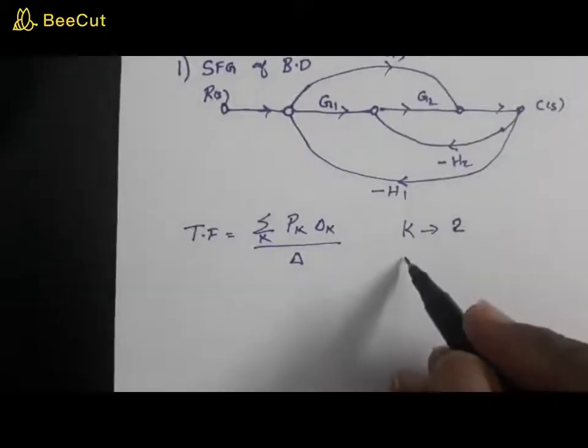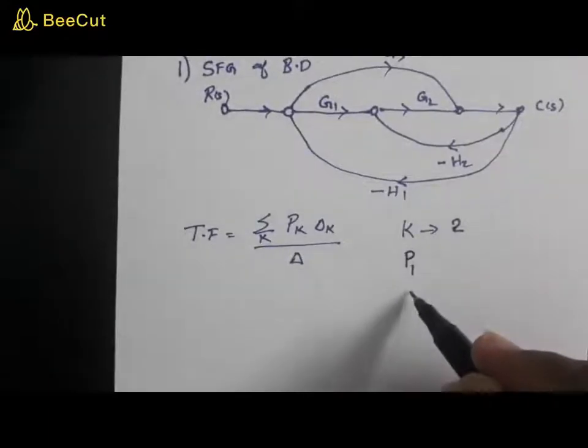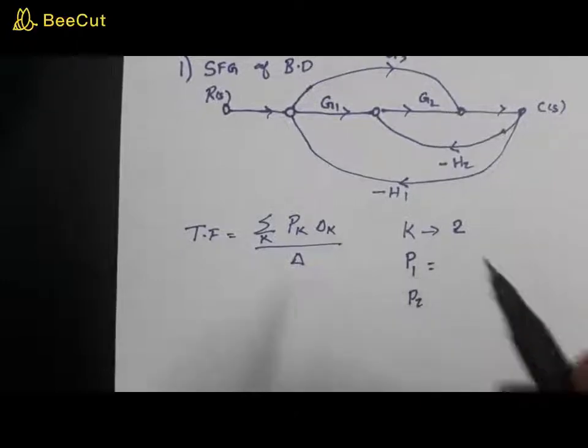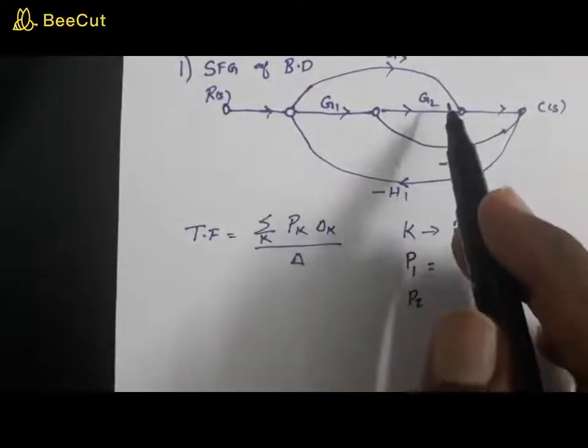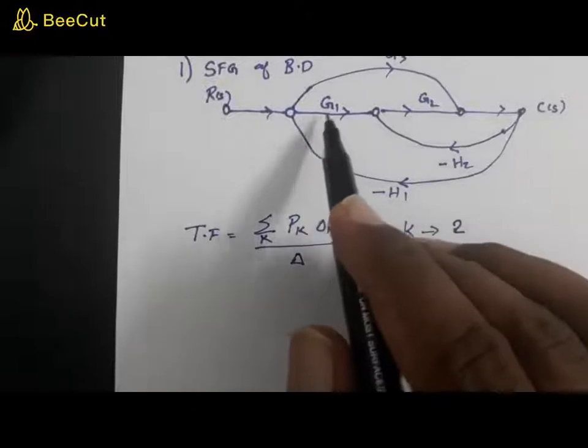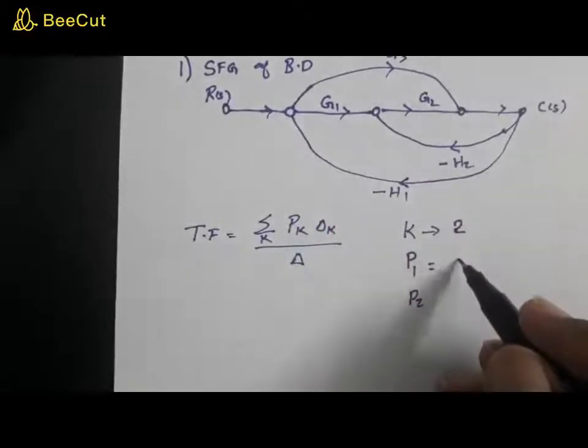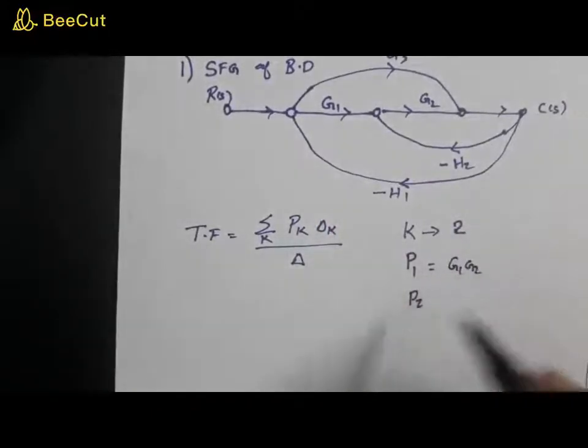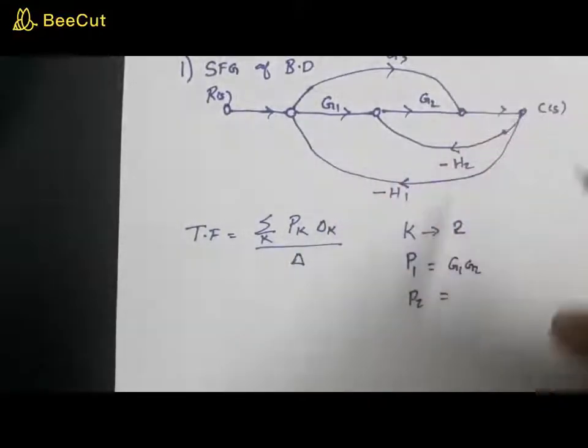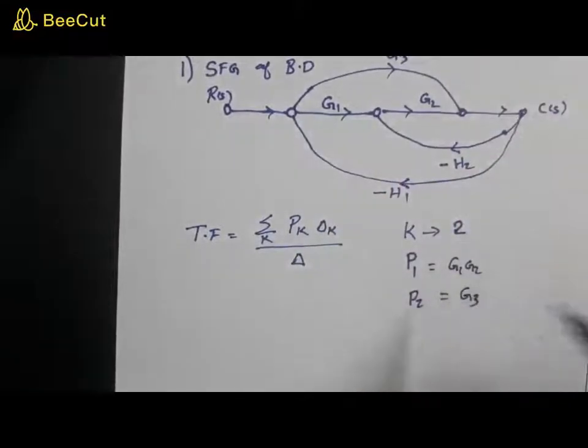Once you identify k equal to 2, you can find P1 and P2. What is P1? P1 is the overall transmittance of each path. Path 1 is G1, G2. Now what is P2? P2 is equal to G3.